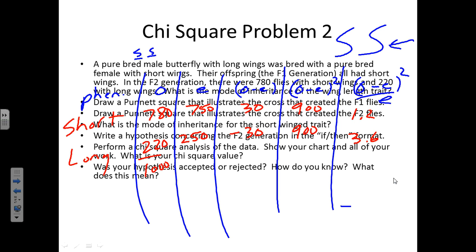How do we get chi squared? Yeah, go ahead. Is that 220 or 270 on the O on the bottom? Is that okay? Yeah. You good?